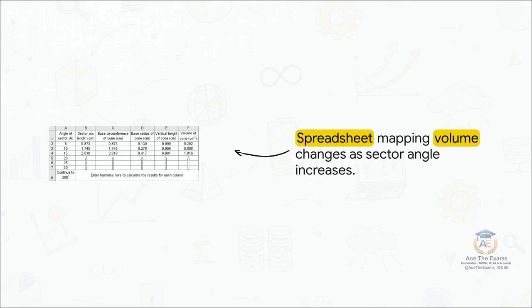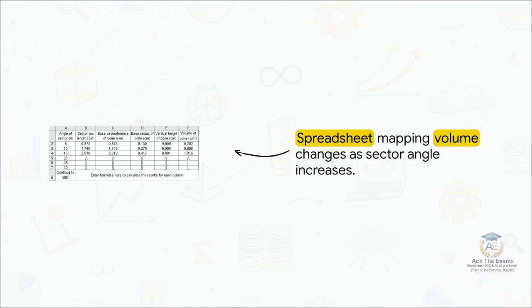Instead of calculating one single angle at a time, we've set up columns in a spreadsheet. As you can see, column A is the angle of the sector, theta, starting small at just 5 degrees. The spreadsheet then uses formulas to automatically calculate the sector arc length, which magically becomes the base circumference of the cone in column C. From there, it finds the new base radius, calculates the vertical height, and finally spits out the exact volume in column F.